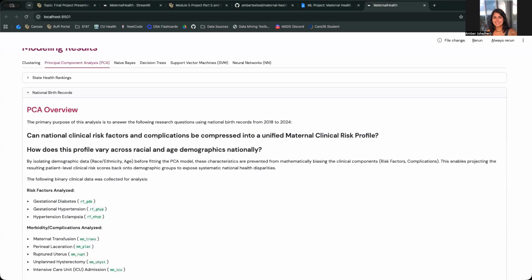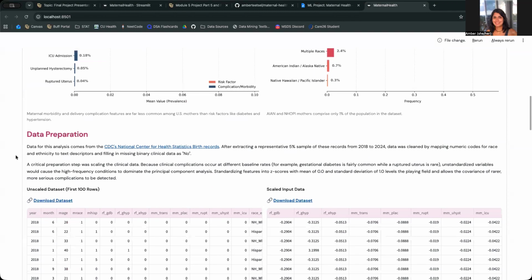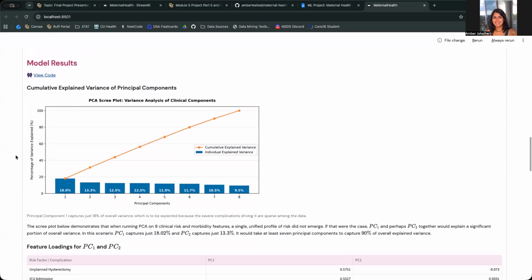One of my goals was to determine whether national clinical risk factors and complications could be compressed into a unified maternal clinical risk profile. And then I wanted to see how that profile varied across racial and age demographics nationally. What I found was that it is infeasible to create a unified maternal risk profile. Instead, clinical pathologies compound. Things like preeclampsia, gestational diabetes, and advanced maternal age co-occur and feed into one another, which drastically escalates a patient's risk.